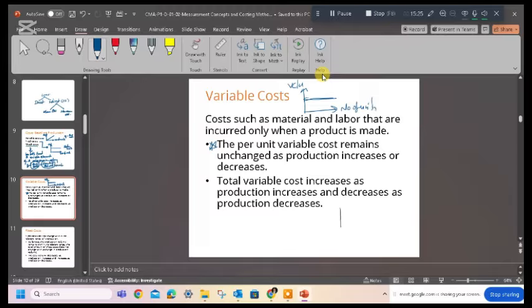Only the total cost increases, which I have already shown. This is total cost. If you ask total material cost, that increases like this. So the per unit variable cost remains unchanged as production increases or decreases. Total variable cost increases as production increases and decreases as production decreases. That is this graph.